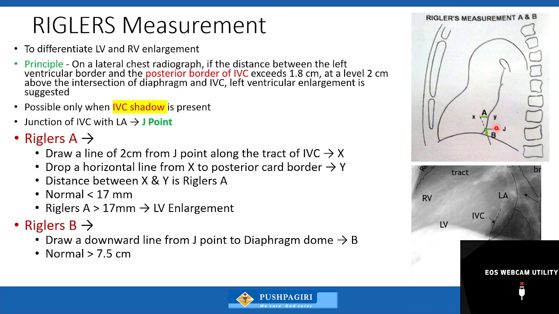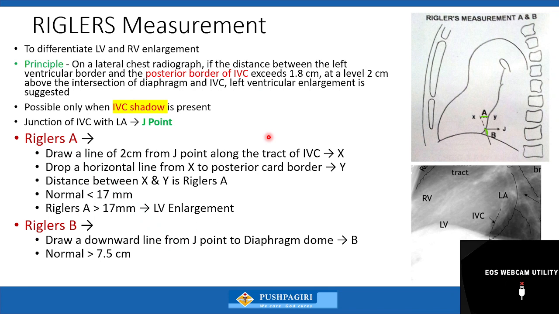That is regular A. And regular B: we know this J point. From that J point, we have to draw a line downwards towards the dome of the diaphragm. So that is this line towards the dome. This distance is called regular B. That should normally be more than 7.5 centimeter. So this is the regular A and regular B measurement for diagnosing left ventricular enlargement.